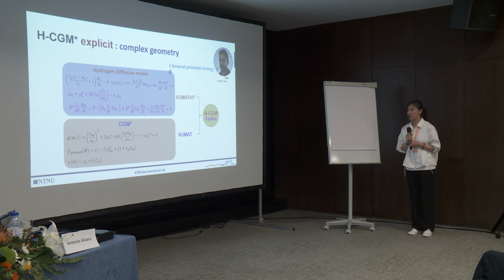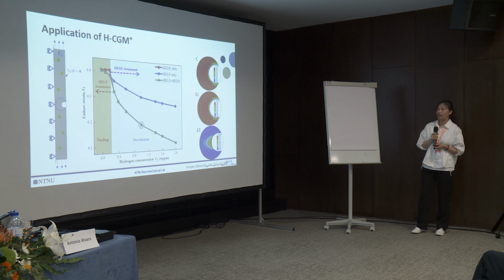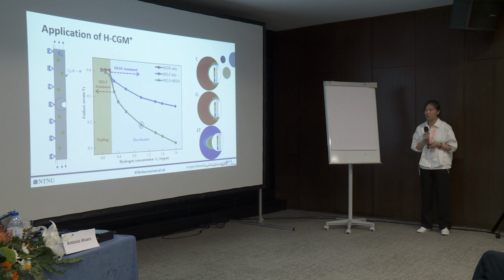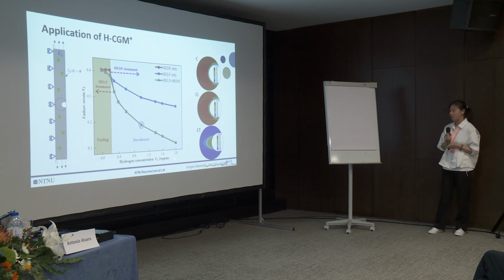And then I will show the application of our H complete Gurson model plus. Here we simulated a simple geometry with the implicit algorithm. The tensile bar specimen is a pre-charged case. We simulate the initially homogeneously distributed hydrogen inside the specimen, and then we checked the global failure strain with different hydrogen concentrations.